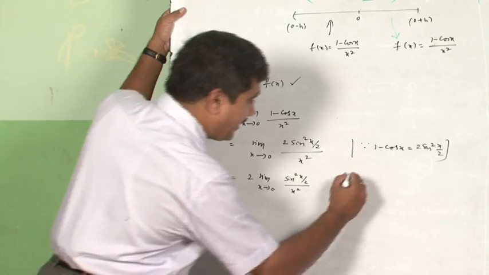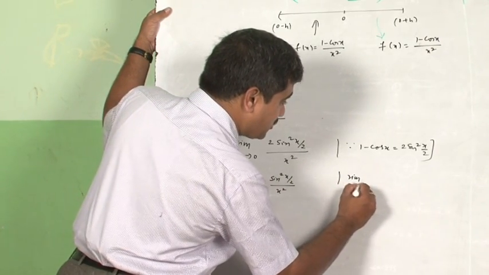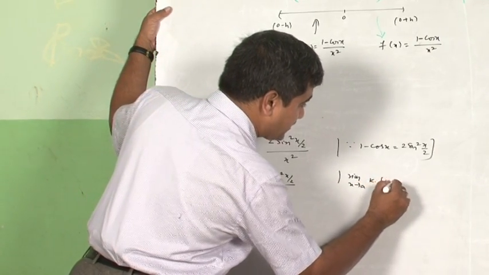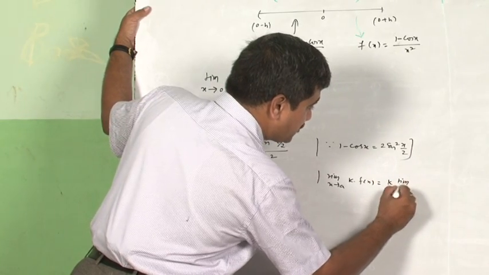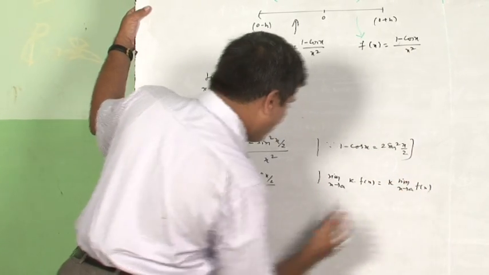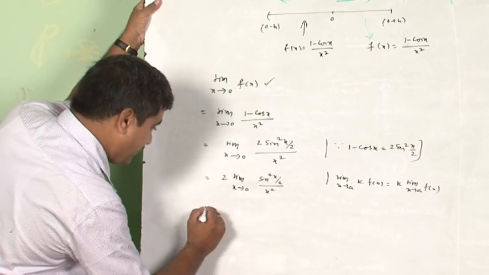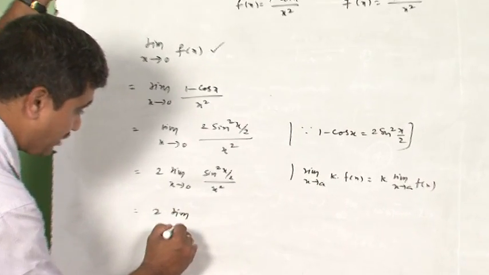Here the rule that I have applied is limit x tends to a of k into f of x is equal to k limit x tends to a f of x. So I got this one. Now I will try to do some more manipulations over the problem.